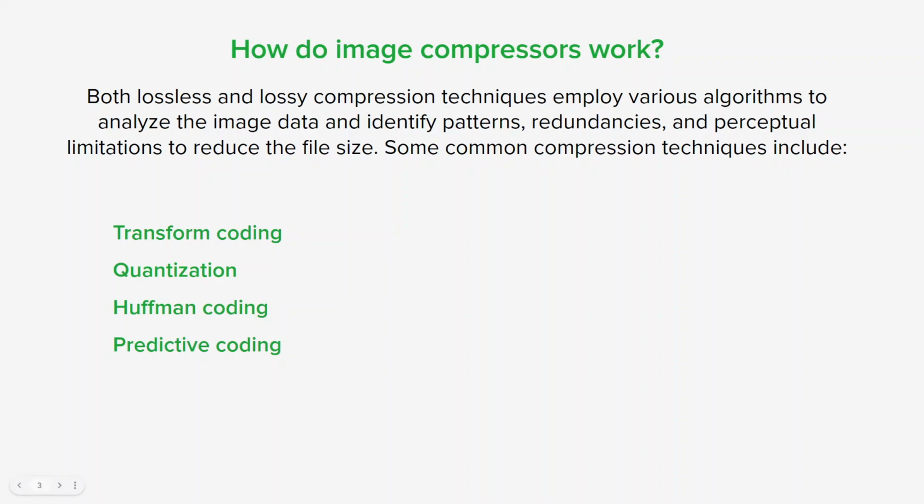Different image compression algorithms and formats have different strengths and trade-offs in terms of compression ratio, image quality, and compatibility as well. The choice of image compression depends on the specific requirements of the application and the balance between file size and visual fidelity that's actually needed.